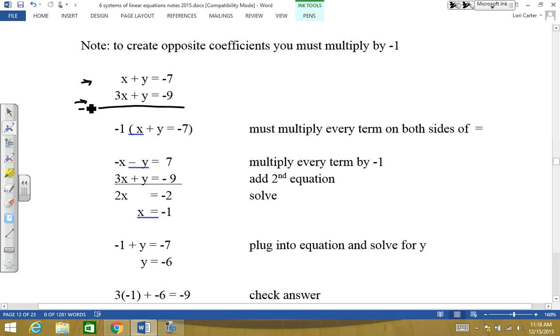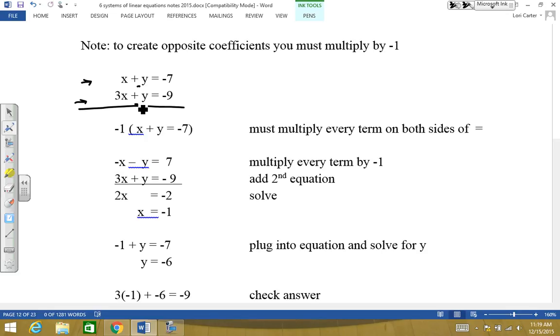Now look at y. What's the coefficient of this y? Negative 1. And what's the coefficient of this y? 1. So they're different but not opposite. So just multiply it by negative 1. It doesn't matter which one we multiply. I picked the top one just because.